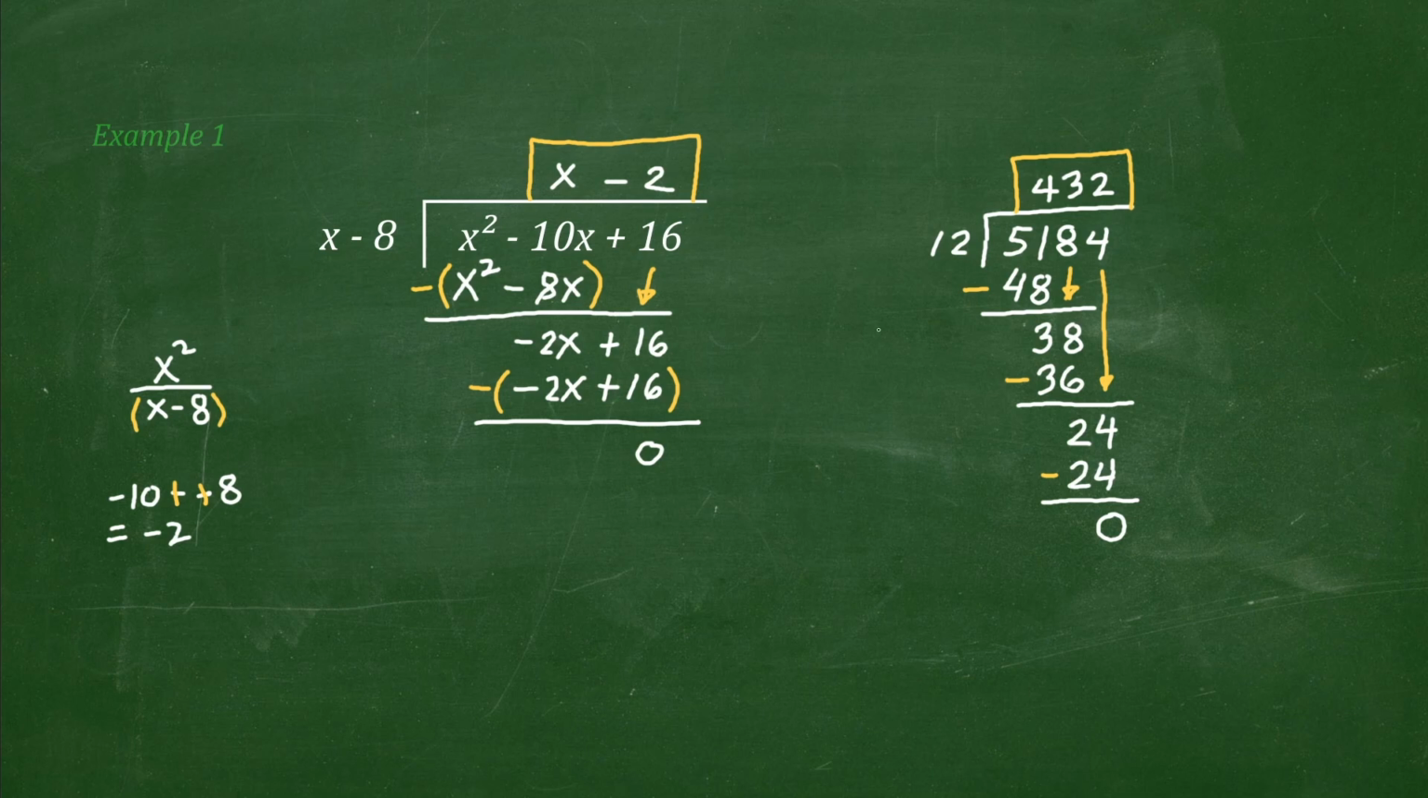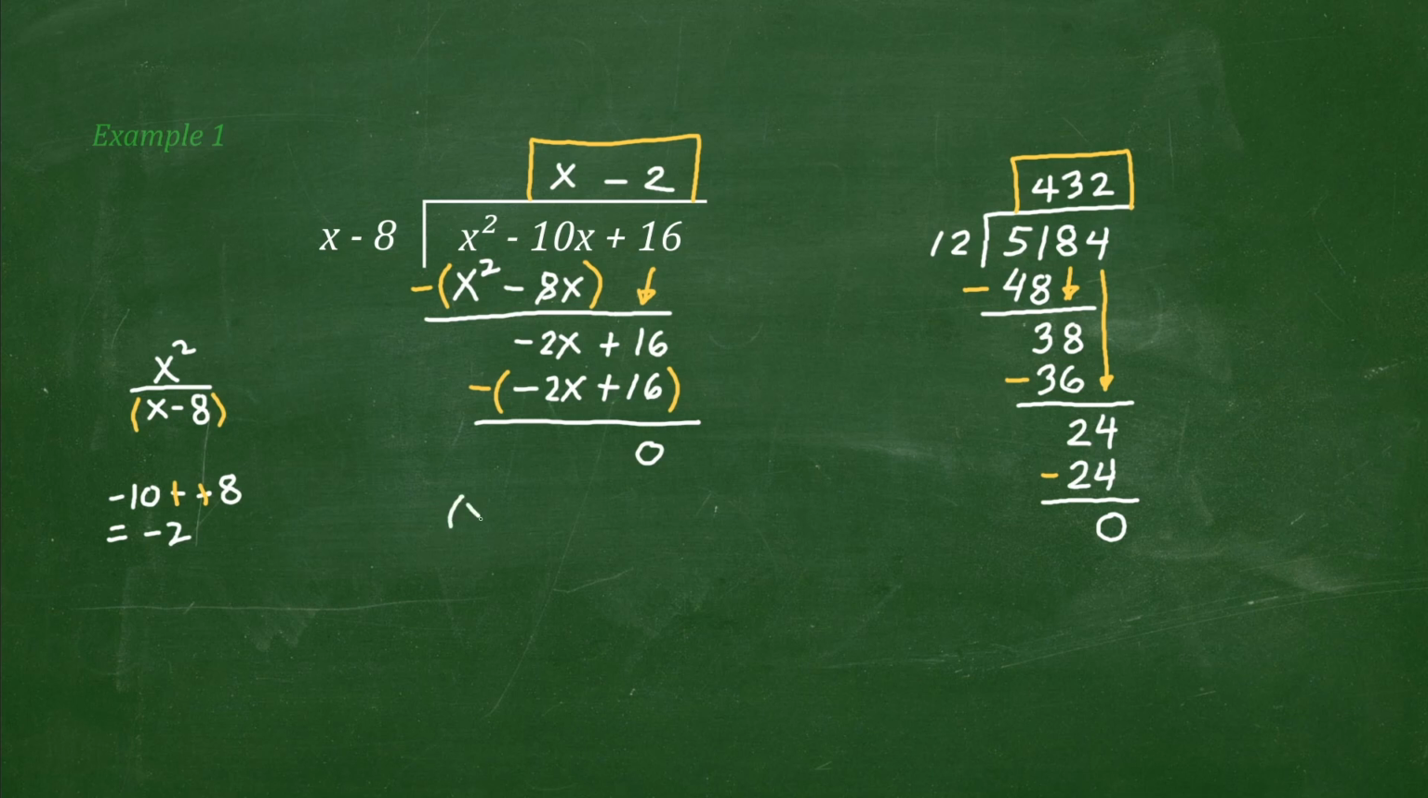Okay? Now, there is a way to check if our answer is correct or not. Take note that the inverse, or the opposite rather, of division is multiplication. So what we can do is multiply this binomial by this binomial. If their product is equal to this trinomial, then our answer is correct. It's the same reason that we can check this answer by multiplying 432 by 12, which would give us a product of 5,184. Okay, let's do that.